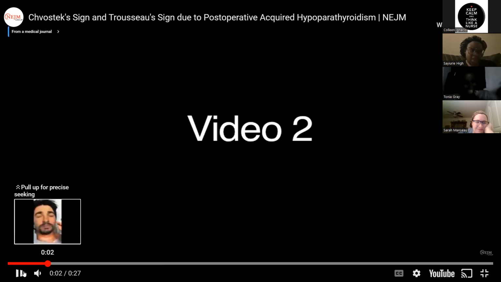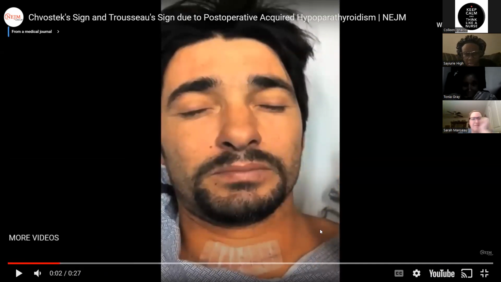Okay, so let me go back. And so I want you to notice something about this patient. Do you notice that he has those Steri-Strips over his neck? That tells me he probably has had his thyroid removed, right? And so remember, the parathyroid sits on the posterior aspect of the thyroid. So any patient that has their thyroid removed, or part of it, is probably going to be at risk for low calcium, right? And so these two tests are tests for low calcium.